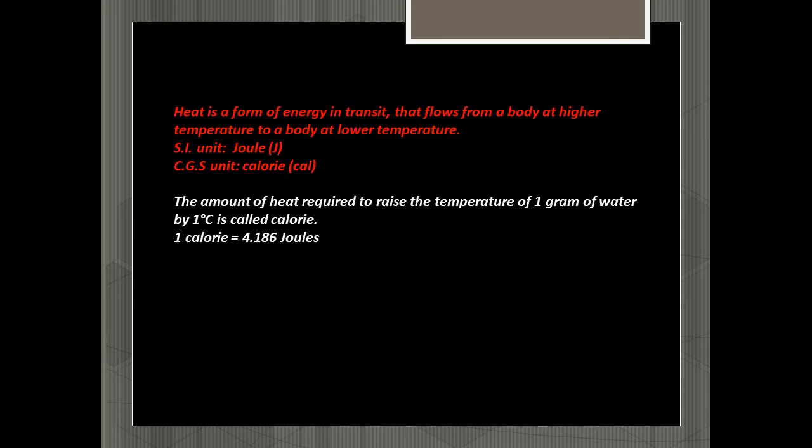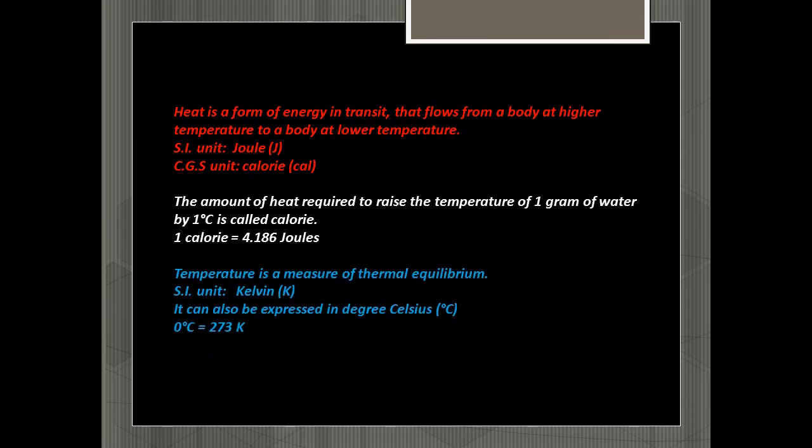After attaining a certain level, the mercury column will not move. This steadiness of the mercury column of the thermometer indicates the flow of heat between mercury and water has stopped. Temperature is a measure of thermal equilibrium. The SI unit of temperature is Kelvin, and it can also be expressed in degrees Celsius. 0 degrees Celsius is equal to 273 Kelvin. Then let us know how to convert degrees Celsius to Kelvin. It's very simple. Just add 273 to the temperature in degrees Celsius.